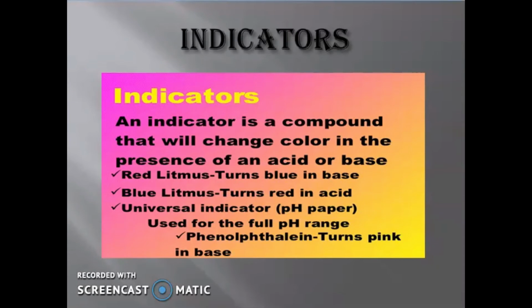Indicators. An indicator is a compound that will change color in the presence of an acid or base. For example, red litmus turns blue in base, and blue litmus paper turns red in acid. Universal indicator. Universal indicator is called pH paper, used for the full pH range. For example, phenolphthalein turns pink in a base.